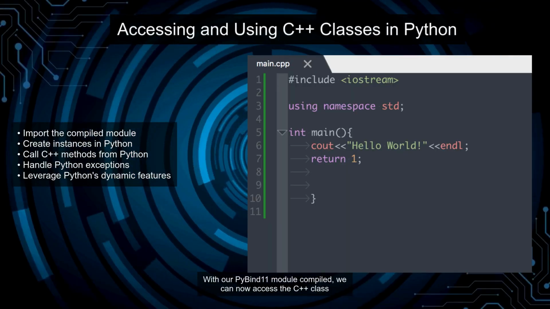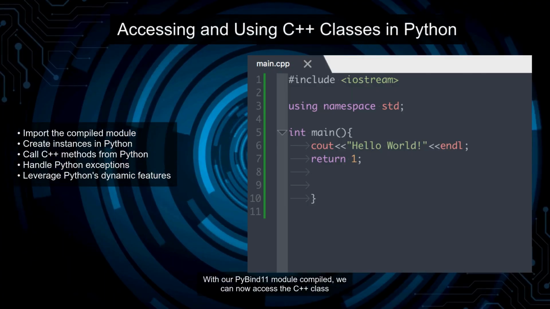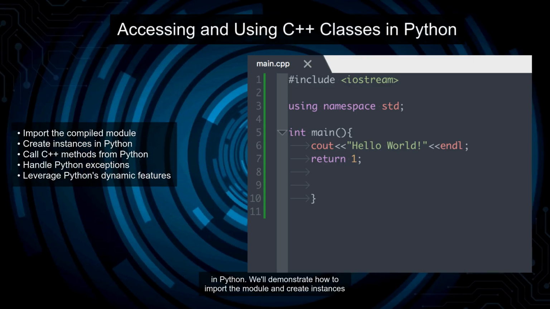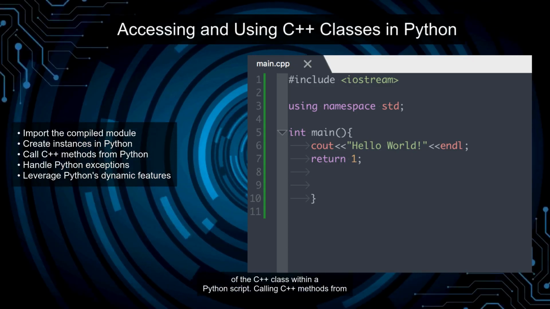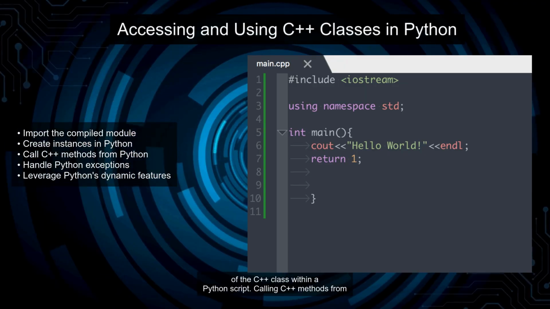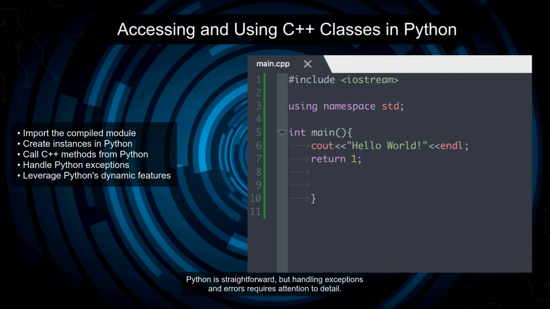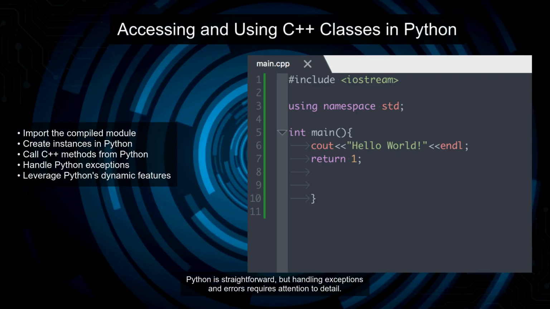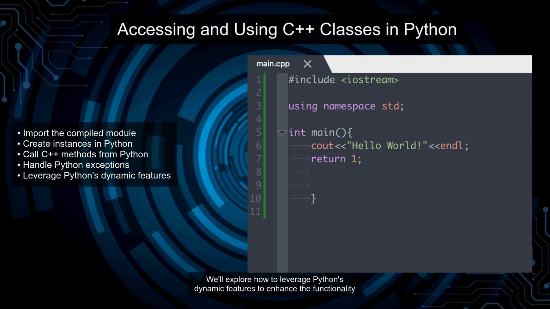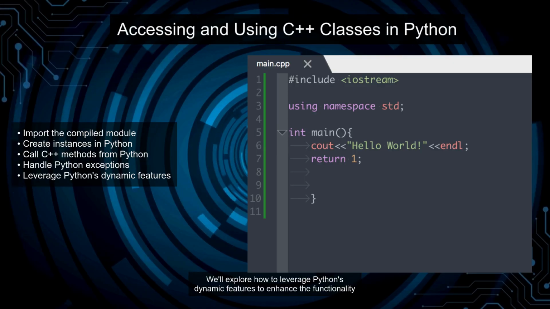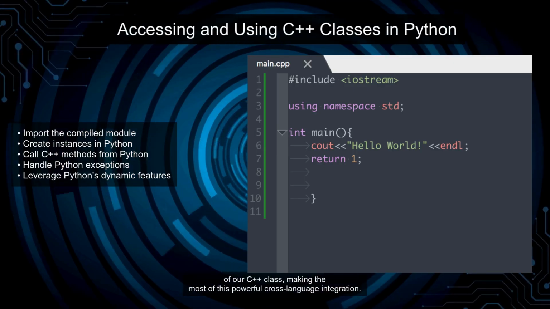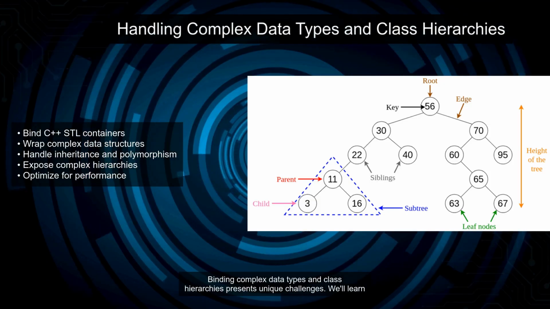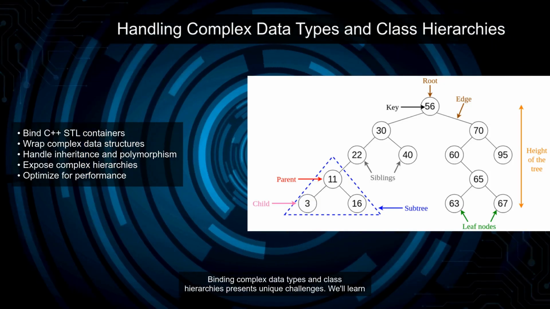With our PyBind11 module compiled, we can now access the C++ class in Python. We'll demonstrate how to import the module and create instances of the C++ class within a Python script. Calling C++ methods from Python is straightforward, but handling exceptions and errors requires attention to detail. We'll explore how to leverage Python's dynamic features to enhance the functionality of our C++ class, making the most of this powerful cross-language integration.